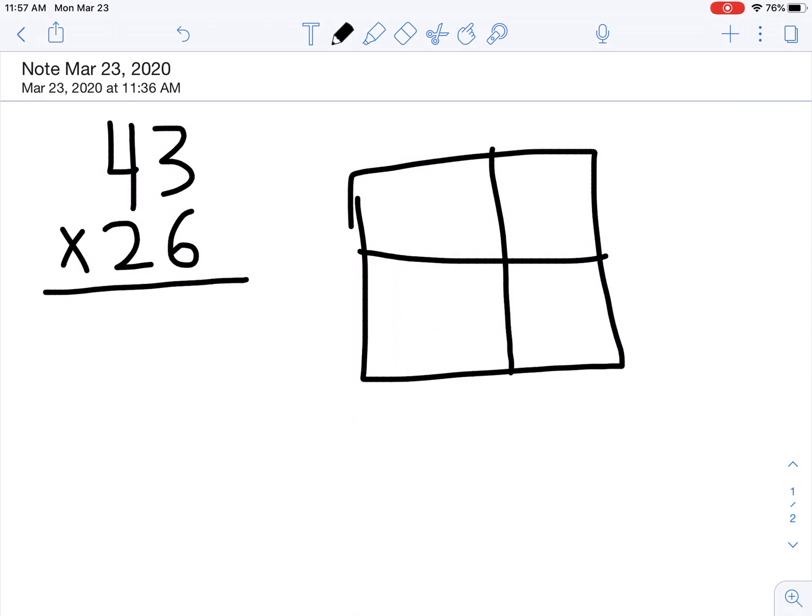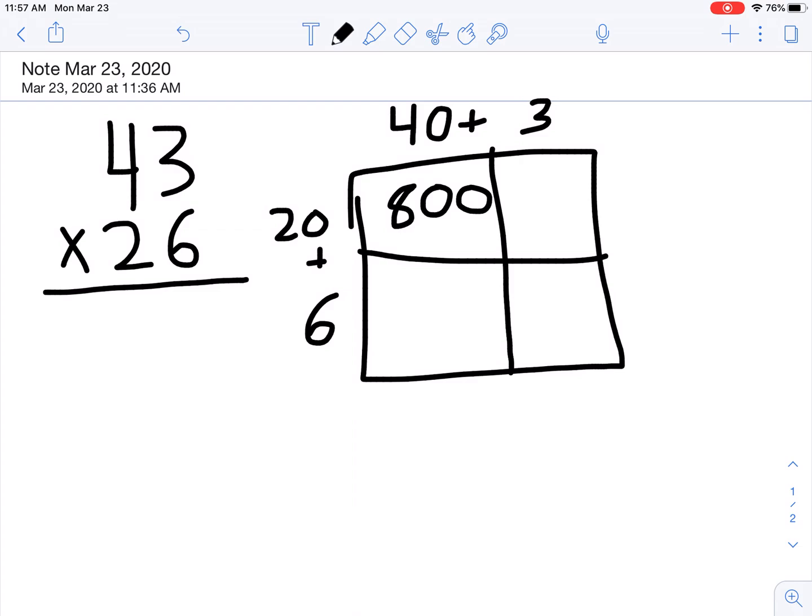So on top, I'm going to decompose the 43. So 40 plus 3, that equals 43. And on the left side, 20 plus 6, that equals 26. And so now I'm going to multiply. I can't show you with my fingers, but where 20 and 40 meet, I'm going to put in this upper left box. 4 times 2 is 8. So 40 times 20 is 800. To the right of that, I'm going to do 3 times 20. That's 60.